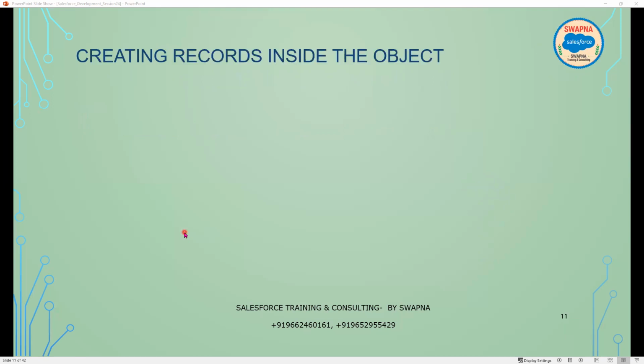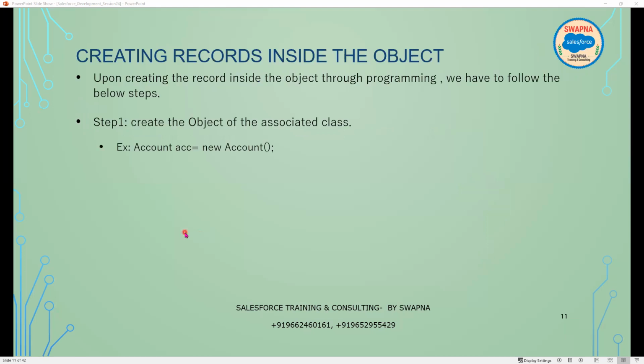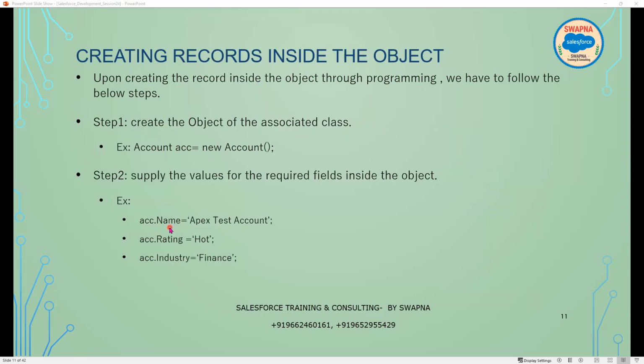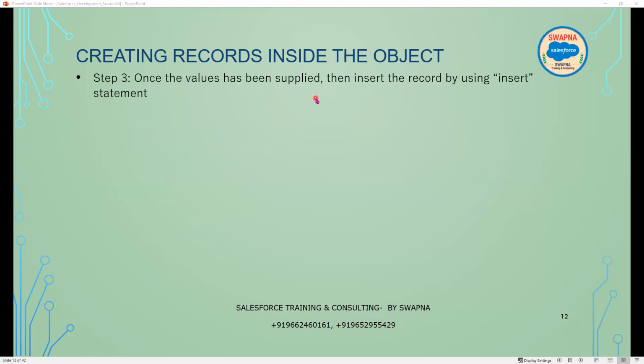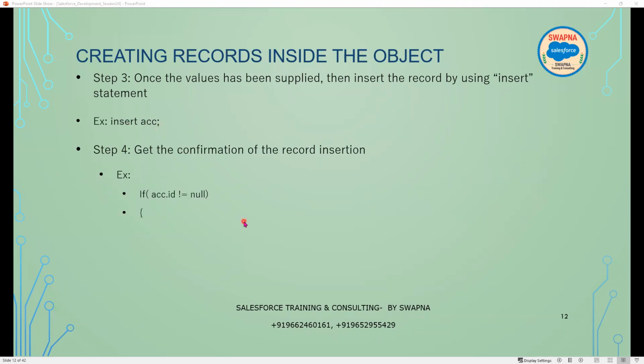Now we know how to create records, we have seen that. Step one is to create the object and then supply the values to the variables, which we have already seen. Once the values are supplied, we use insert account, and then to get the confirmation, we check the result. In total there are four steps.